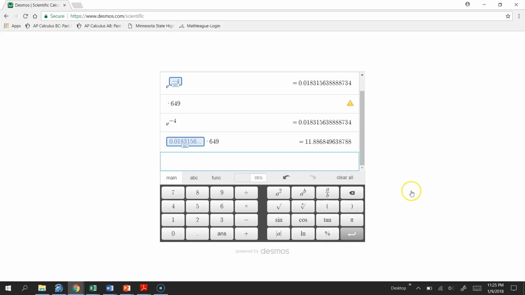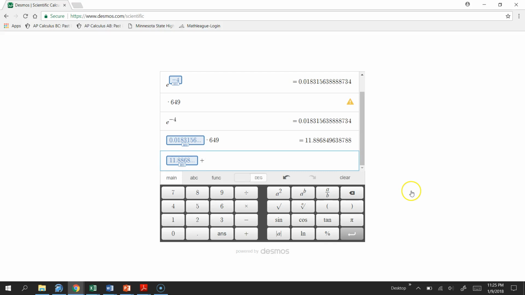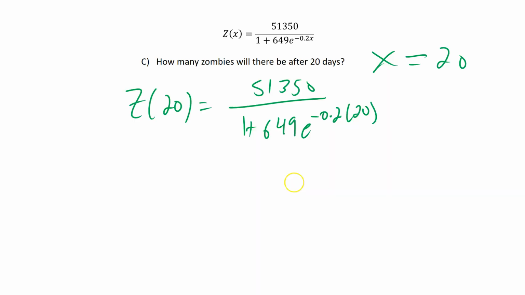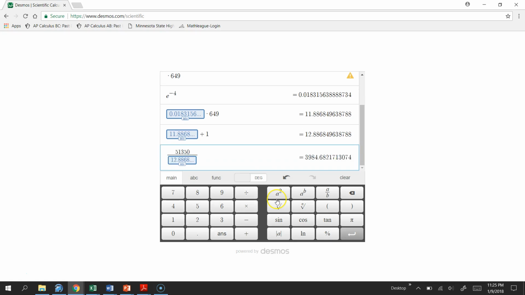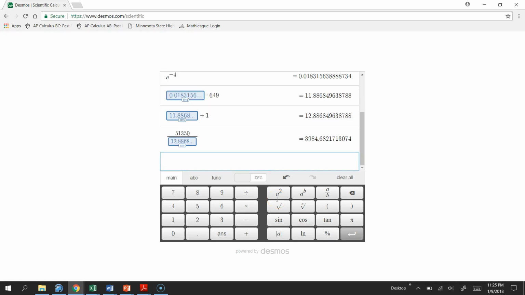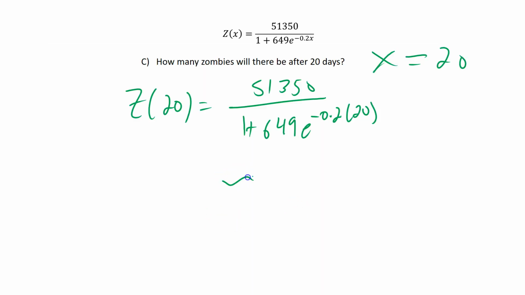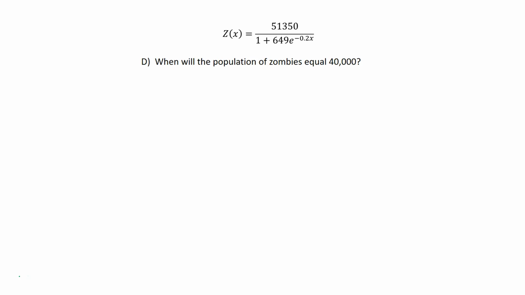Now I have to add 1. So answer plus 1. All right, and then I'm going to do 51350 divided by that. So 51350 divided by my answer. 3,984 about. So about 3,984 zombies after 20 days. Okay? Not even to a month, and we're already almost to 4,000 zombies. They're growing quickly. Uh-oh. All right, when will the population of zombies equal 40,000?